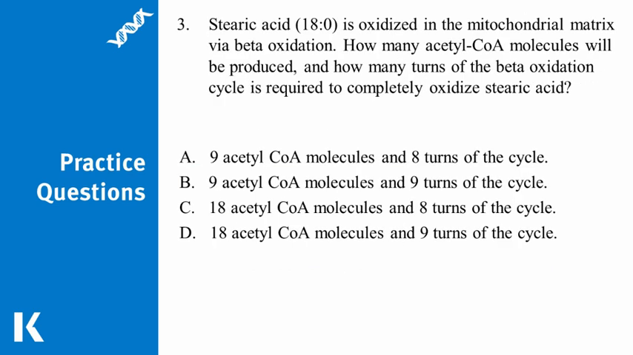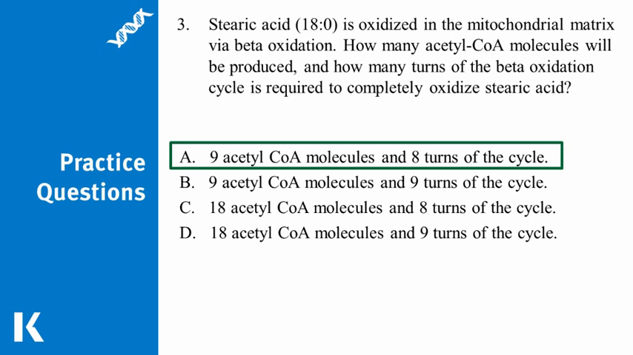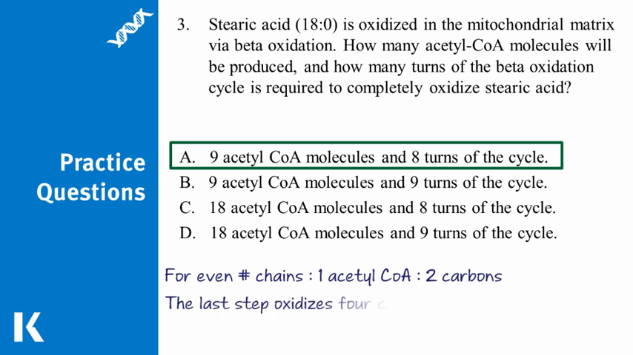This final question is testing your knowledge of beta oxidation as well as your skills in naming fatty acids. The answer is A. 9 acetyl-CoA molecules can be made from 18 carbon atoms. Only 8 turns of the cycle are required because for even-numbered fatty acids, the last step generates 2 molecules of acetyl-CoA.